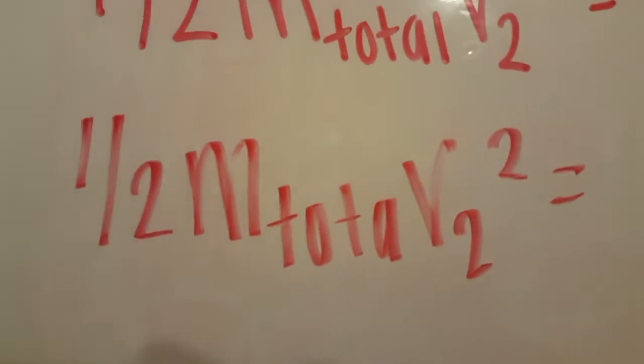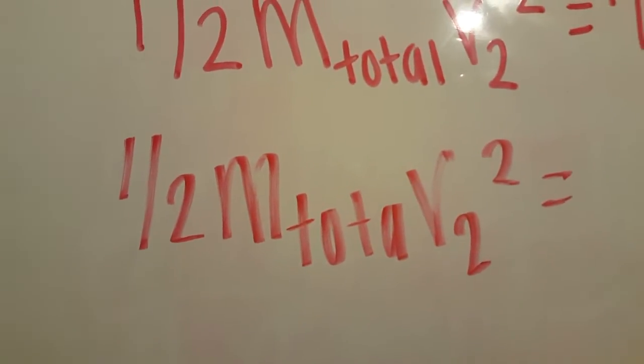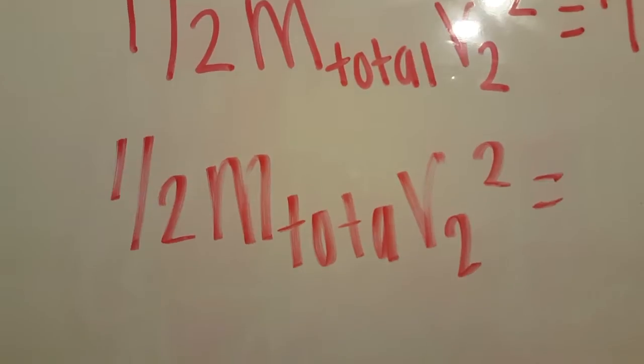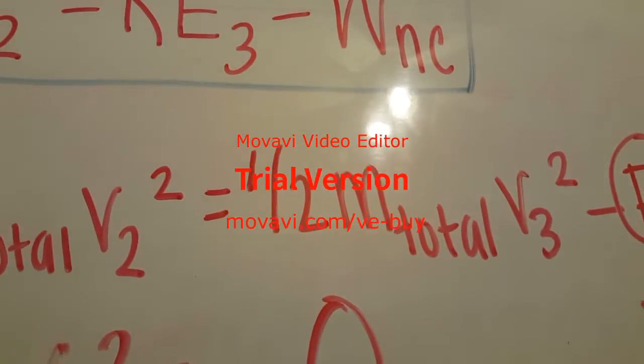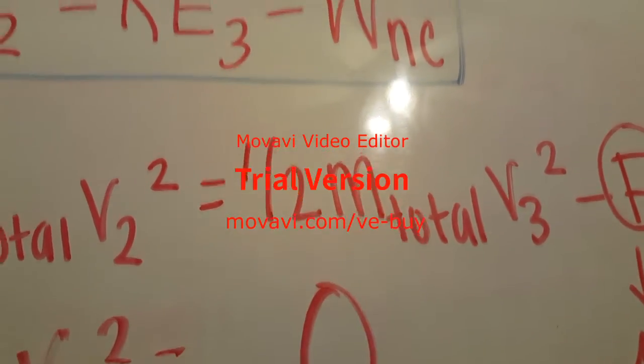Once we continue to break it down, we continue with 1/2 m total velocity at the second position squared is equal to 0, because the kinetic energy at position 3 is 0.